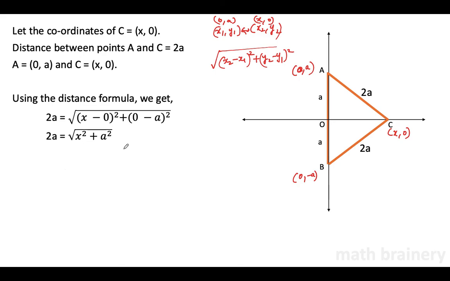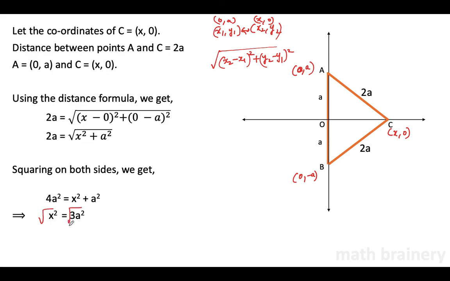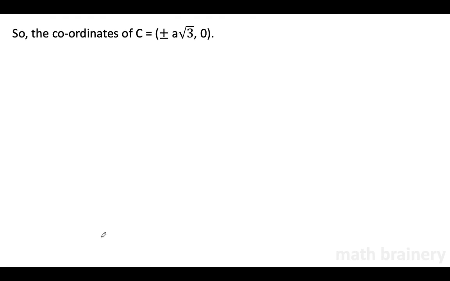Let's now take square on both sides. When we square on both sides, we get 2a whole square, which is 4a square, is equal to x square plus a square. Let's transpose this a square to the other side and you get x square is equal to 3a square. When you take square root on both sides of this, you get the value of x as plus or minus a root 3. So this is the value of x. That means the two possible cases as I told you. So we have the coordinate of the point C as plus or minus a root 3 comma 0.